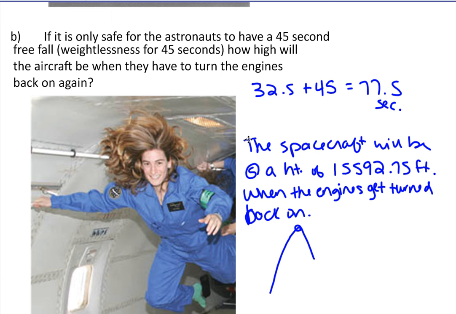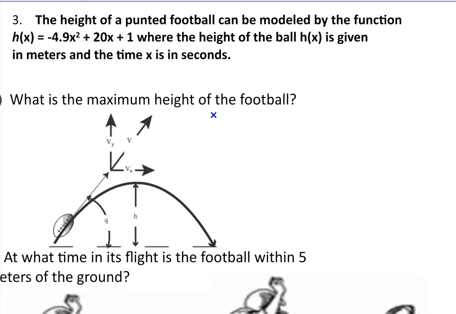Now, number 3, our last one. It says the height of a punted football can be modeled by the function listed there, where the height of the ball, h of x, is given in meters, and the time x is given in seconds. So, what is the maximum height of the football? So here you can see the punting, and they have a little bit of a graph and all kinds of crazy stuff written down there, right?